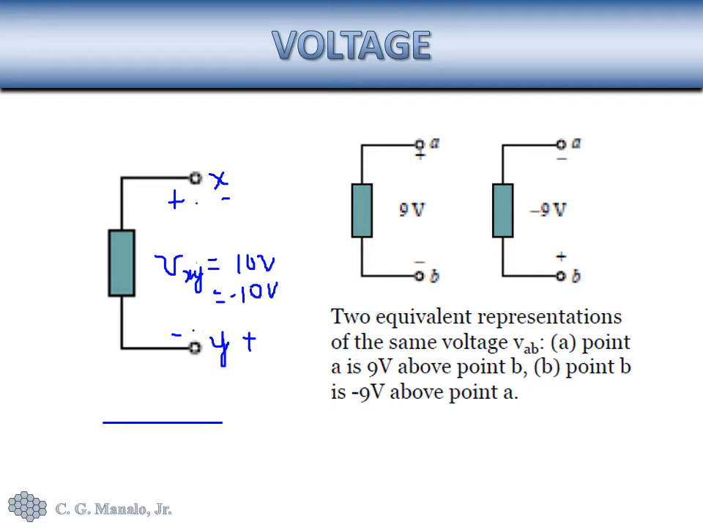That is shown here on the left side. There is an element labeled A and B, and shown here is that the voltage is 9 volts, positive 9 volts. So that would mean that terminal A is really more positive than terminal B.